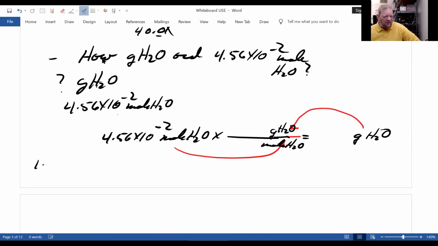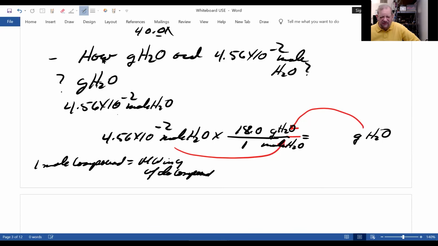Where do I get that? 1 mole of a compound equals its molecular weight in grams of the compound. And we've already done water. And for water, 1 mole equals 18.0 grams. And now I'll look, do my units cancel out? Moles of water divided by moles of water. Anything divided by itself equals the number 1. Therefore, this cancels out. And now it's time to go to my calculator.